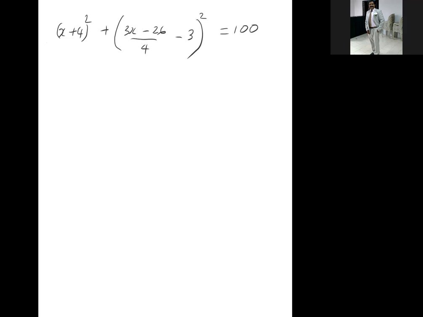Whole square is equal to 100. Does it make sense? Then you expand it. So what is (x + 4) whole square? So (x + 4) whole square plus ((3x - 26 - 12) divided by 4) whole square is equal to 100. So I took the LCM.